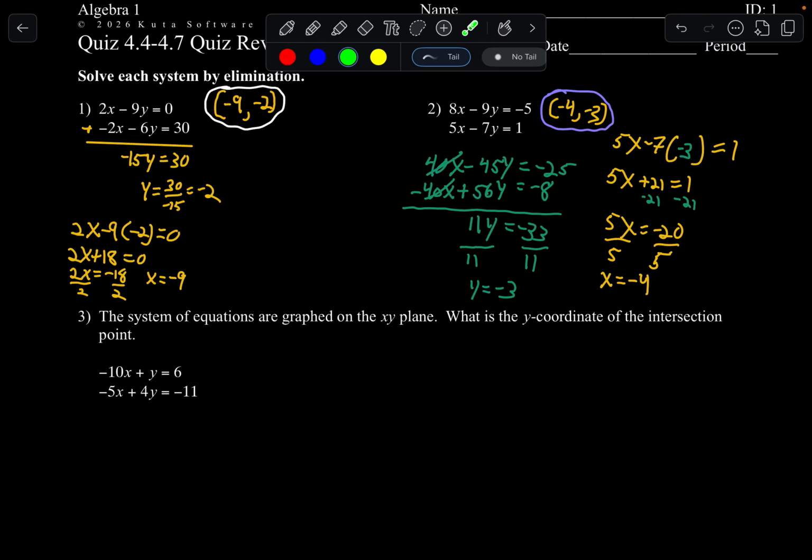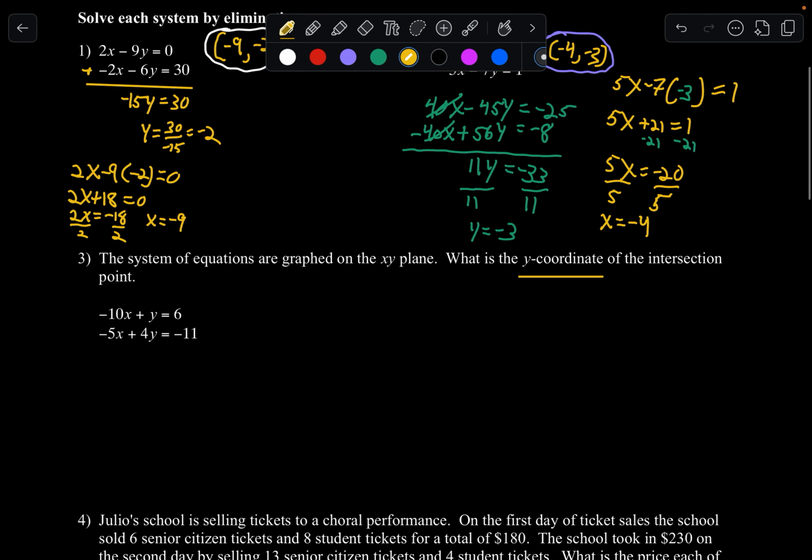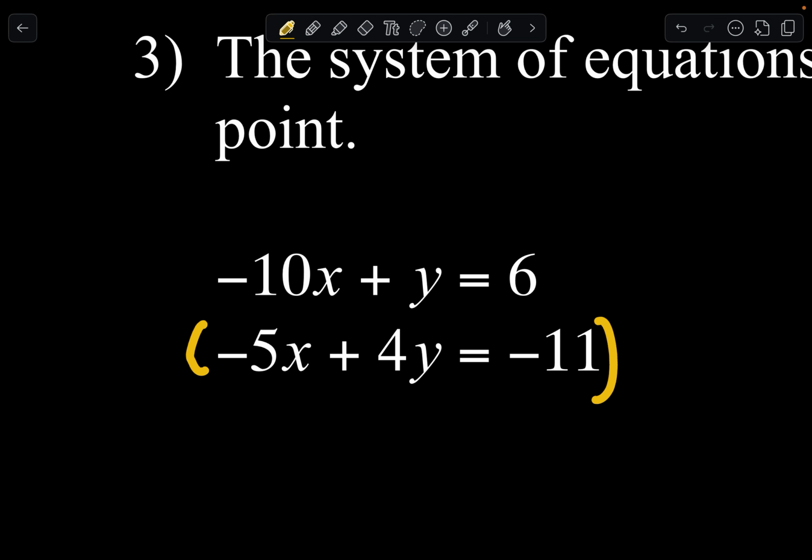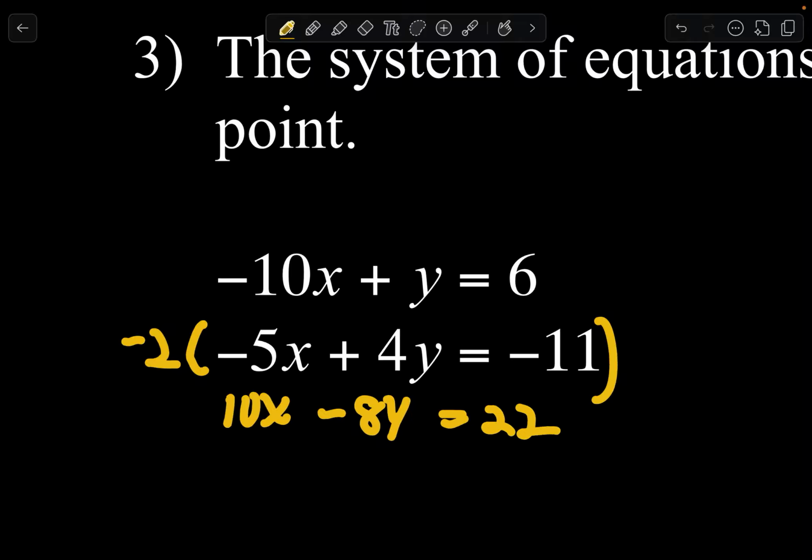Okay, the system of equations, number 3. Number 3 says the system of equations are graphed on the xy plane. What is the y coordinate of the intersection point? Well, just solve this system. Looking at this, I realize I can just multiply the bottom equation, because I'm going to focus on the fact that it's a negative 10x and negative 5x. So I'm thinking, hey, if I just multiply the bottom equation by negative 2, then this bottom equation is 10x minus 8y equals positive 22.